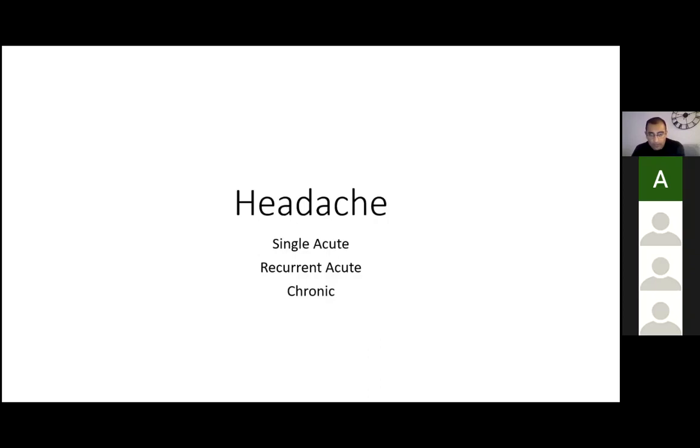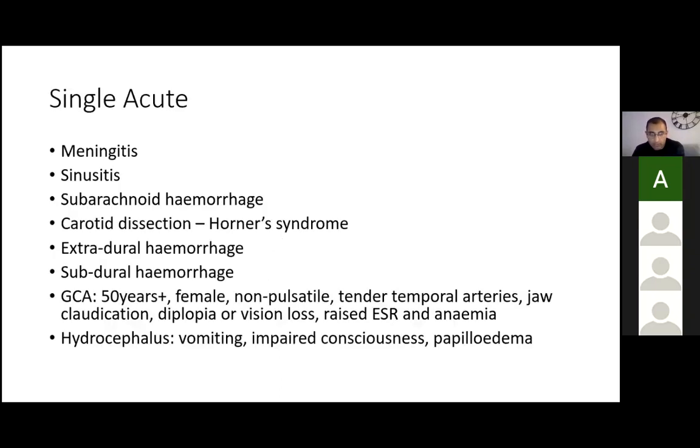And then just quickly cover headaches. So three types: single acute headache, recurrent acute headache, and chronic headaches. So for single acute onset headaches, the things you want to be thinking about are: is it meningitis, sinusitis? Is it a subarachnoid hemorrhage, carotid dissection? So also one of the bleeds.